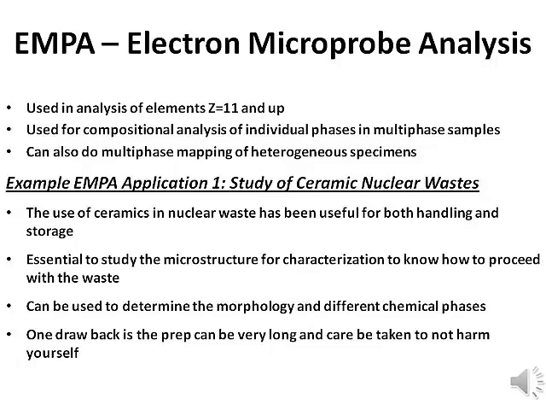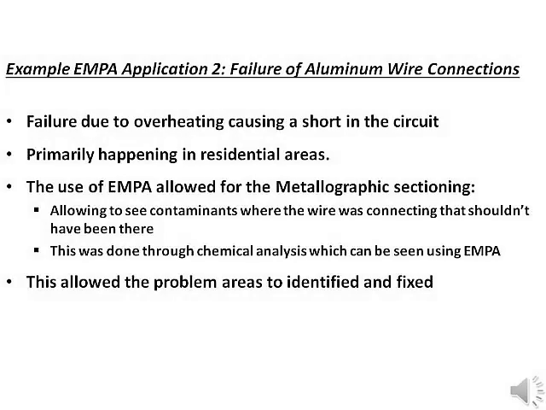The last application I'll be talking about for EMPA is failure of aluminum wire connections. This was specifically interesting because it was due to overheating of the circuit, and this affected primarily residential areas. The use of EMPA allowed for the metallographic sectioning, and this was done by chemical analysis, which can be seen using EMPA. This allowed for the problem areas to be identified and fixed.